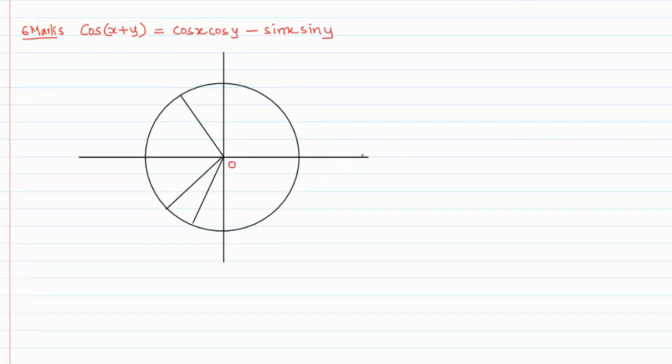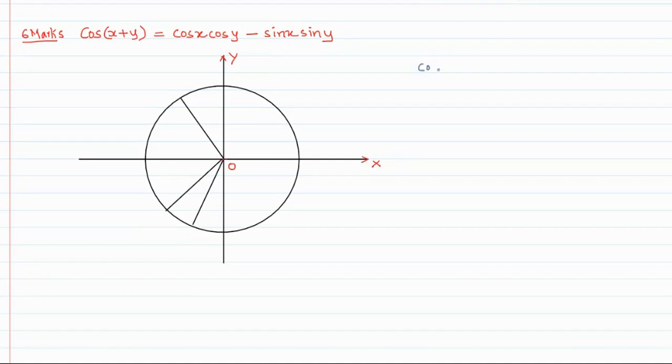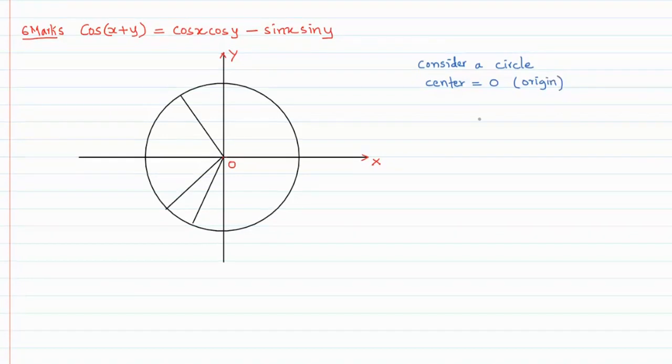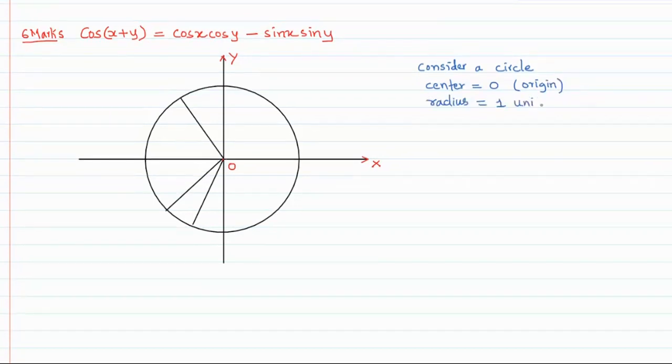So this I will take as the x-axis, OX is the x-axis, OY is the y-axis. So the center O is the origin. Let the radius of this circle be 1 unit. So students, consider a circle whose center is O.